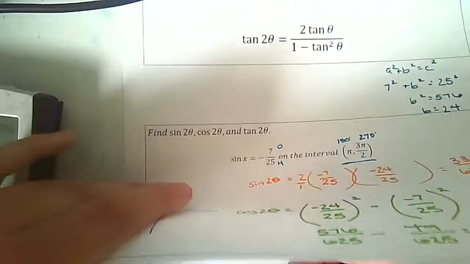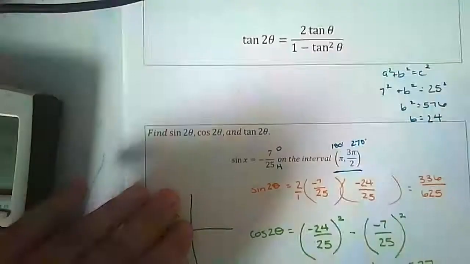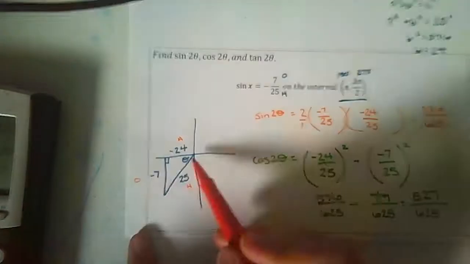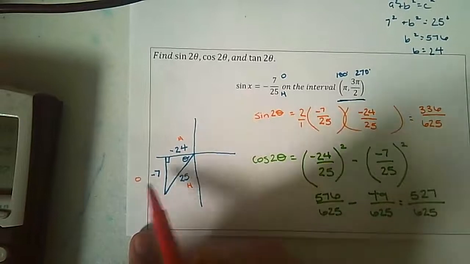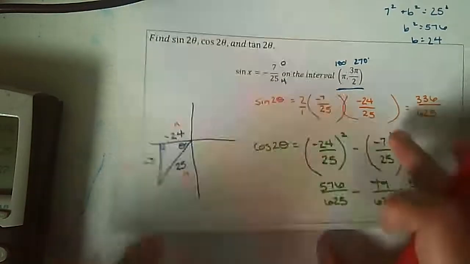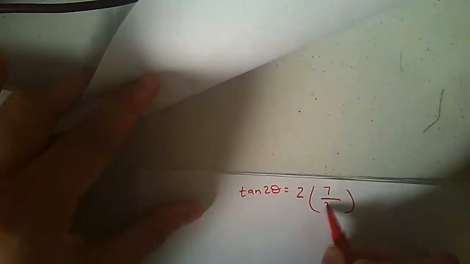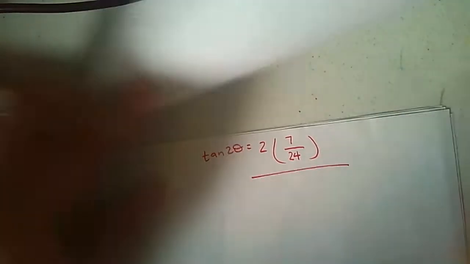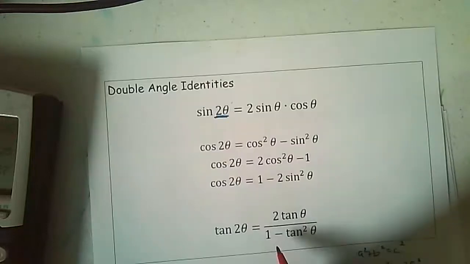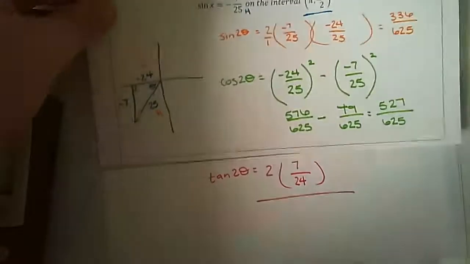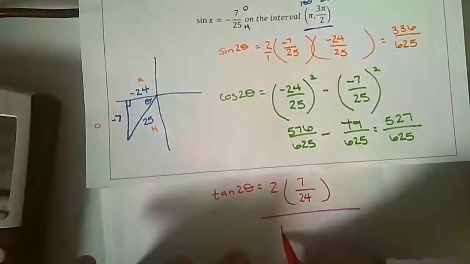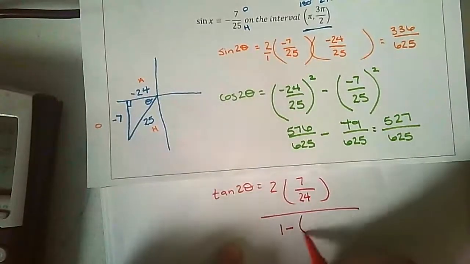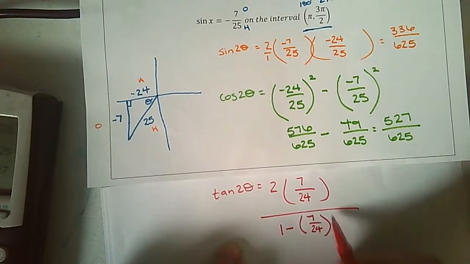So up top, we have 2 times tangent. And if you look at tangent of this picture, it is opposite over adjacent. So we'd have negative 7 over negative 24. And then we divide all of that by 1 minus tangent squared. So we have 1 minus our tangent, which we found to be 7 over 24, squared.